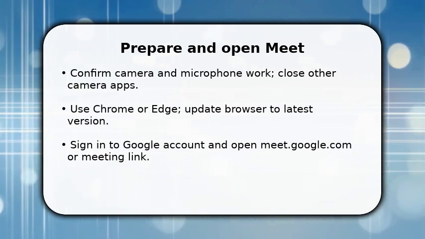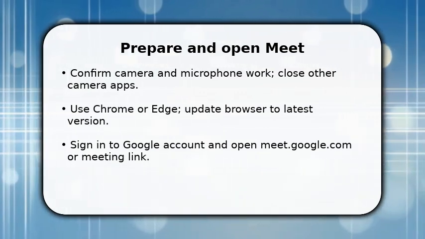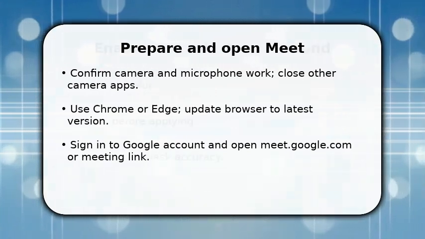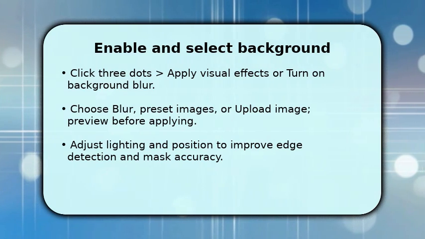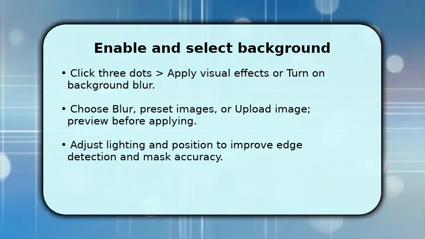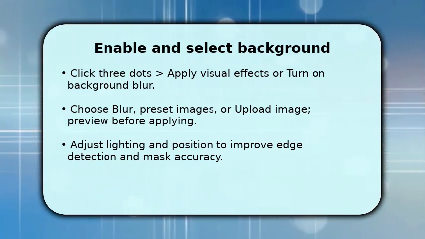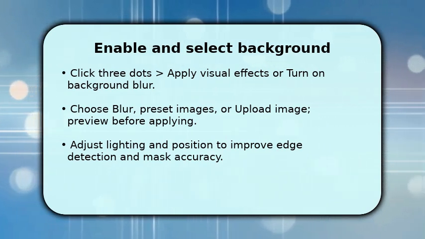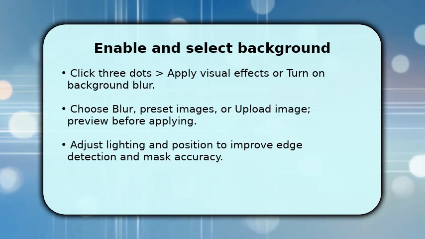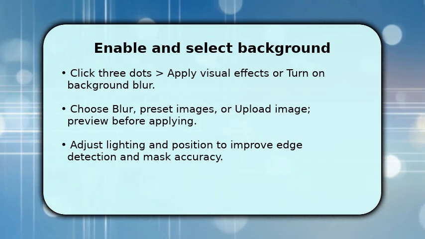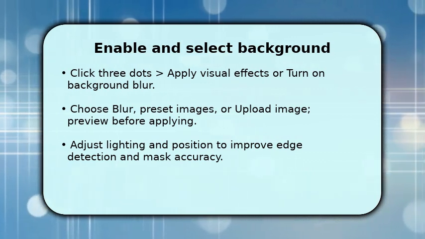Do this now so you can change background settings before your video is visible to others and avoid awkward live switching. You now enable and choose the background effect. Click the three dots, select Apply Visual Effects or turn on Background Blur depending on your interface, and open the Effects panel. Pick Blur for simple privacy, choose a preset image for a professional look, or upload an image to use a custom background. Preview the result to check edges.